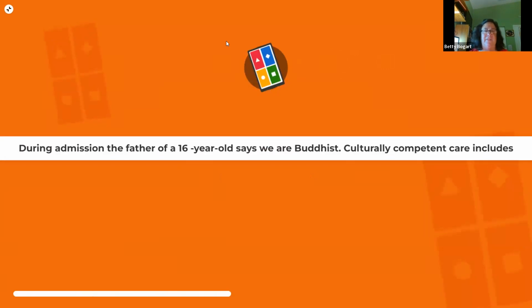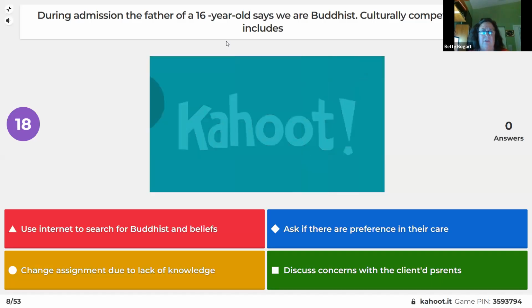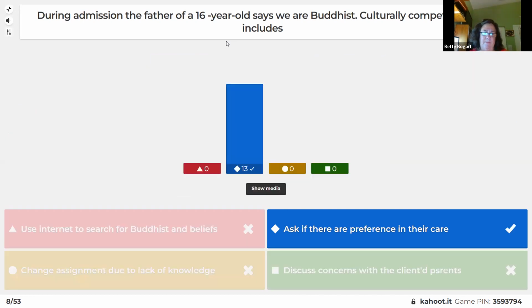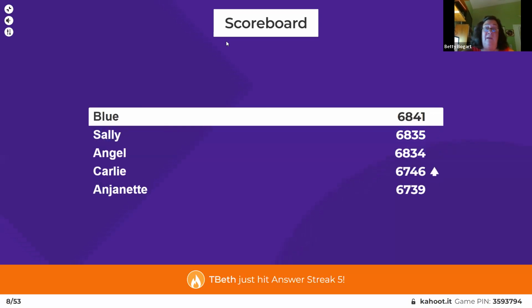During admission, the father of a 16-year-old says, "We are Buddhist. Culturally competent care includes what?" And the dad says they're Buddhist. What would you do? If they're Buddhist, he's trying to tell you something. So ask him, what do you need? Is it a diet? Is it how we deal with your daughter, your son? If you ask, you are getting more respect, and then you're not going to make a mistake at all, right?